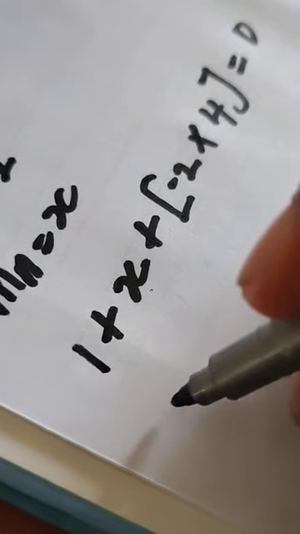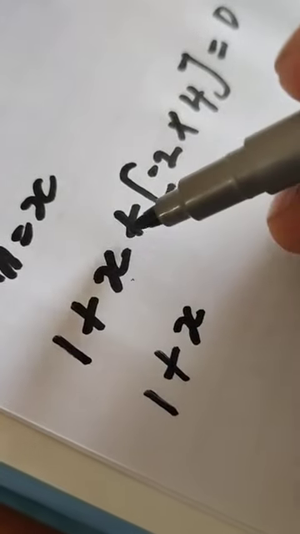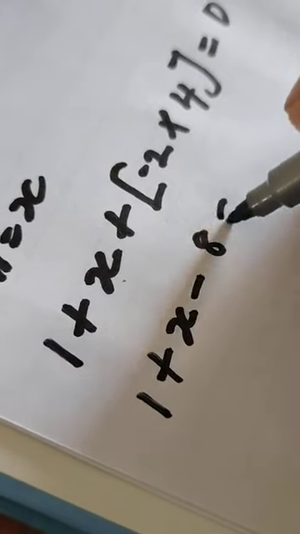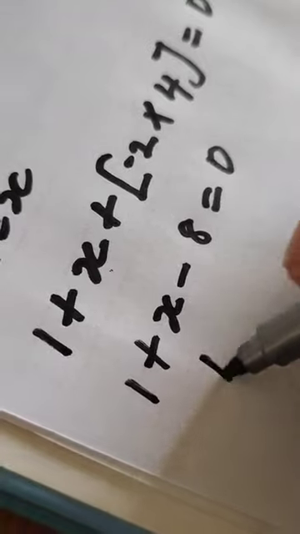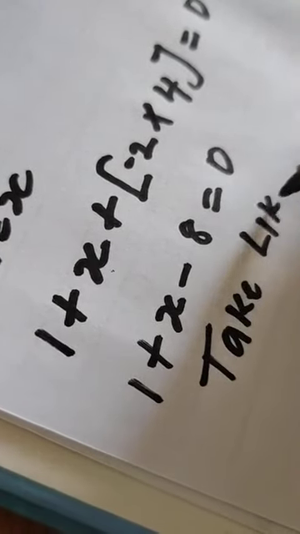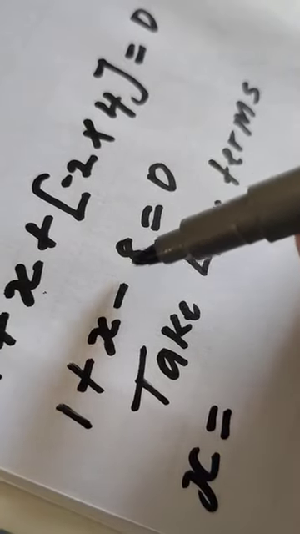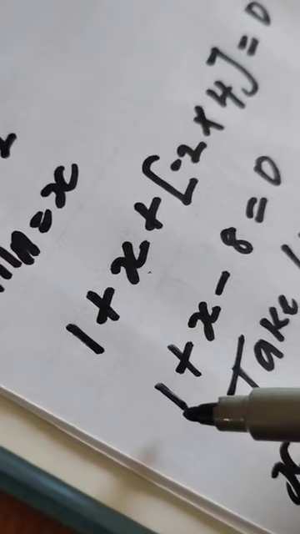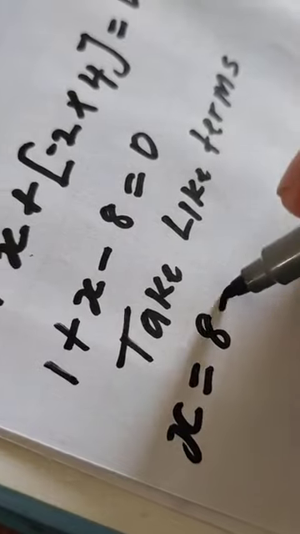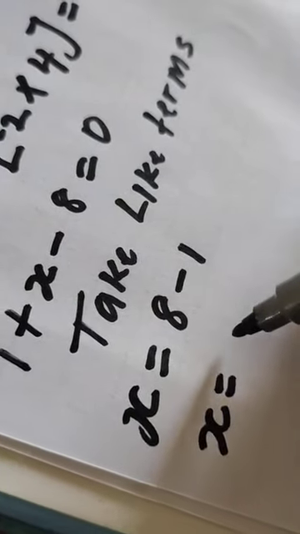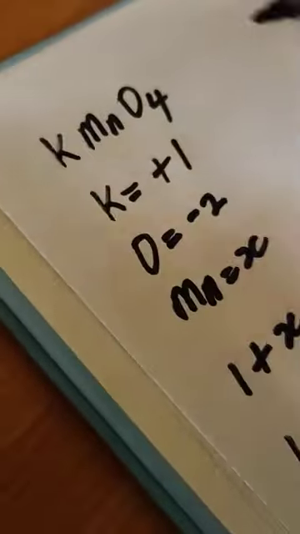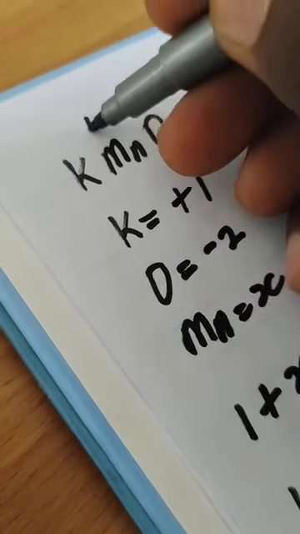If we do that, we're going to have 1 plus x, then plus times minus will give you minus, then 2 times 4 will give us 8, then equals 0. And if we do that, we're going to take like terms here, that is, we are separating the numbers from the alphabet. We're going to have x equals, so -8 crossing the equal sign becomes +8, then +1 crossing the equal sign becomes -1. If we do that, x is equal to what? 7. So the oxidation number of manganese in this compound is +7.